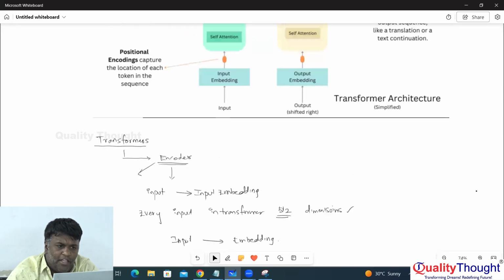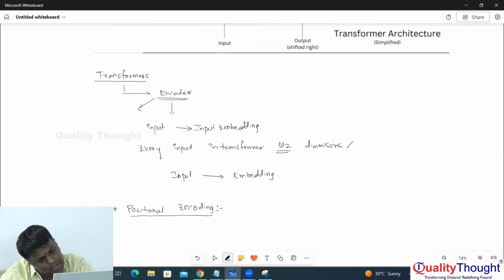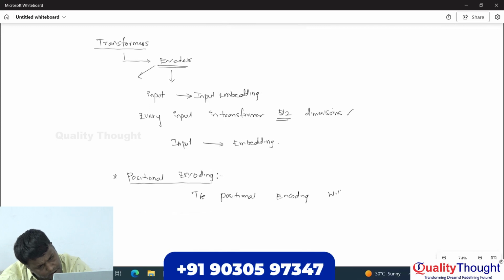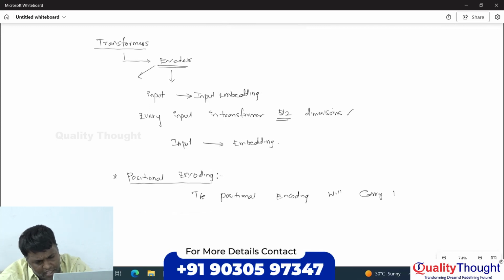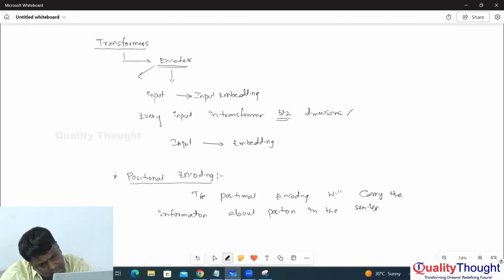And what is the one more point here? Positional encoding. What is the meaning of positional encoding? What do you mean by positional encoding? We have the positional encoding, right? What does it mean? The positional encoding will carry the information about position in the sentence.